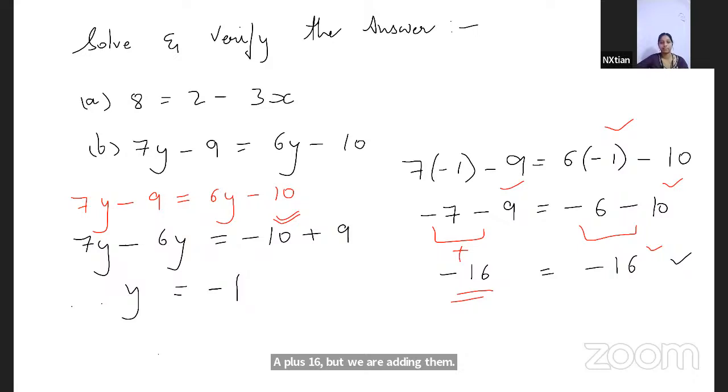Minus 9: see, 9 is a bigger number and has a minus sign. Here 10 is a bigger number and has a minus sign. So you have to put the minus.